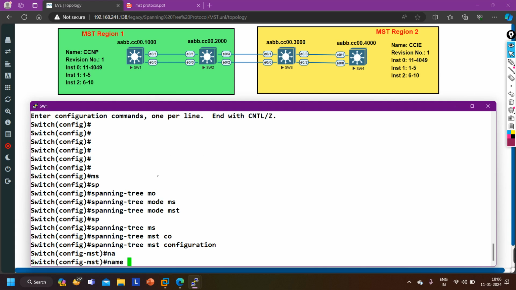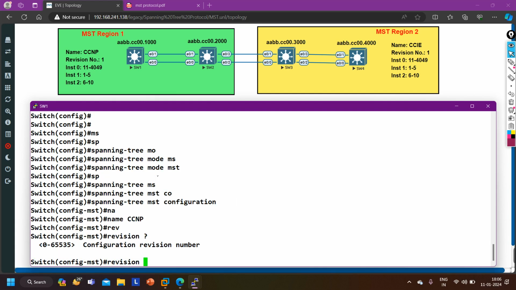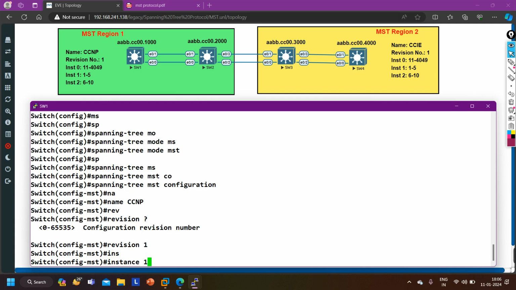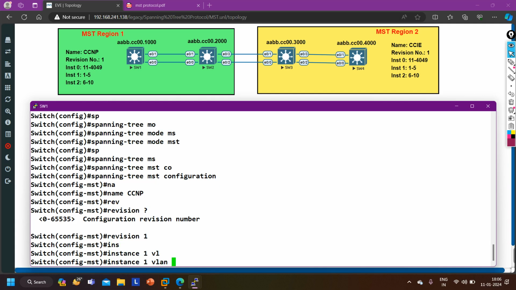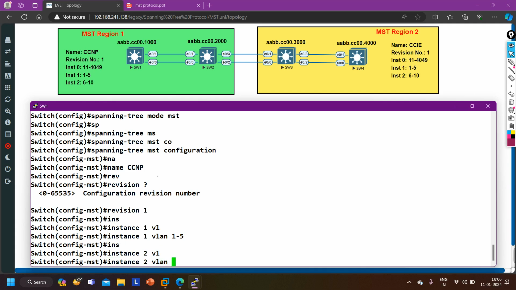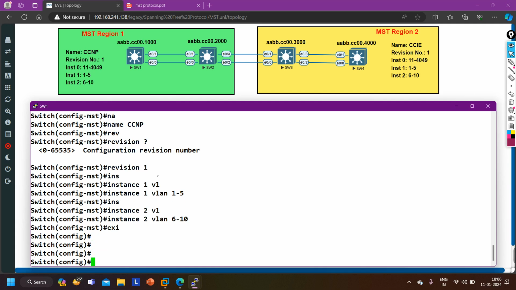Here I am going to set the name as ccnp. Then we are going to set the revision number, so revision number is 1. Then instance 1 and mapped VLANs. In instance 1 we are going to map VLAN 1 to 5. Done. Then instance 2, in instance 2 we are going to map VLAN 6 to 10. Fine. This is the configuration of switch 1.